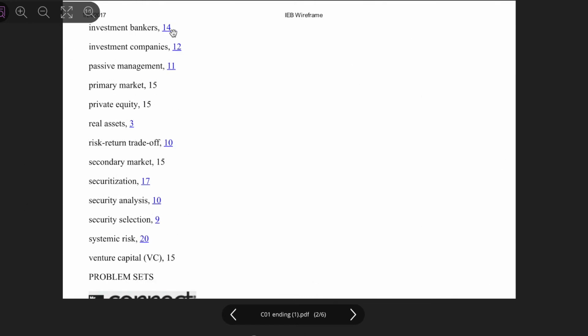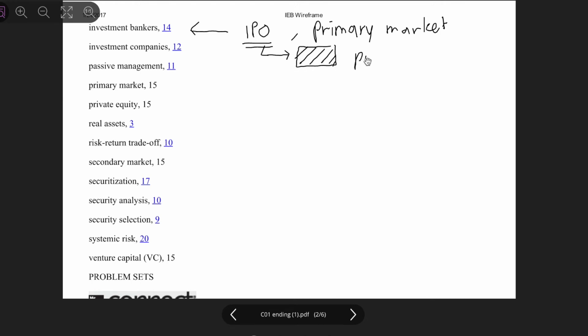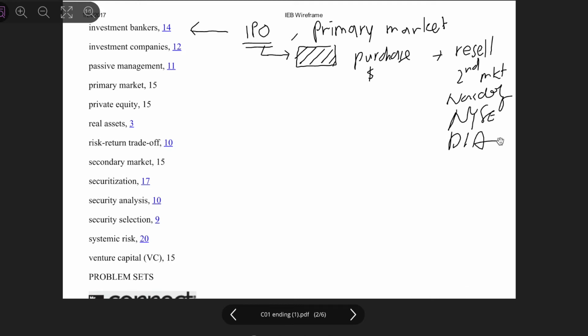And we looked at the investment bankers. What they are in charge of is IPOs, and they're working primarily in the primary market, right? So when the IPO comes out, the investment bankers are underwriting all of the IPOs, right? They purchase at a certain price and they resell it to the secondary market that we know as NASDAQ, NYSE and Dow Jones.